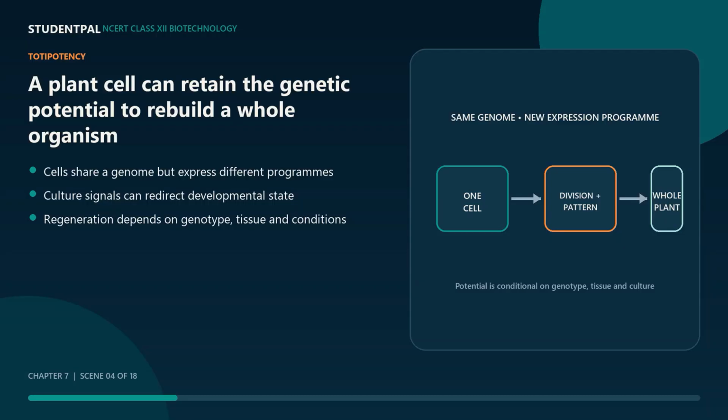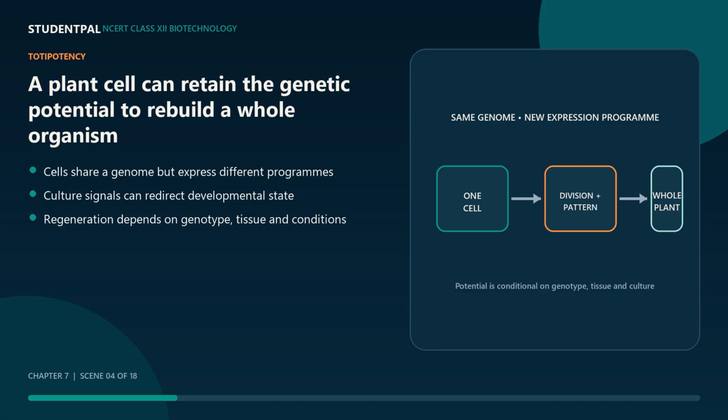Totipotency is the capacity of a plant cell to regenerate a complete plant under suitable conditions. Most differentiated cells contain broadly the same genetic information, yet they express different sets of genes according to position and developmental state. Tissue culture can expose competent cells to signals that promote dedifferentiation, renewed division, and later redifferentiation into organized structures. This potential is conditional.